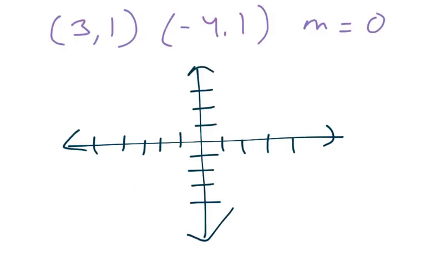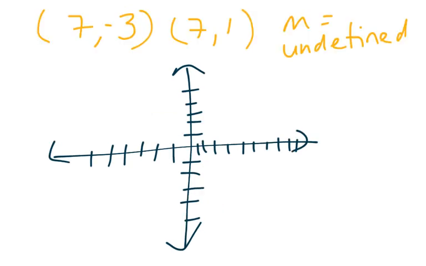The next example was 3, 1 and -4, 1. And that one, the slope was 0, and I had written in the notes that that was a horizontal line. So if I graph 3, 1, I would go right 3 and up 1. And then -4, 1, I'd go left 4 and up 1. I hope I said all that correctly. And then when you draw the line, you should notice that it is indeed horizontal. So that's what your slope of 0 looks like.